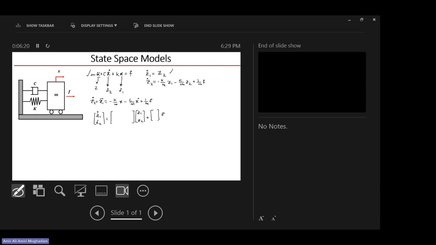Now take a look at this first equation. I'm going to write it down here. In matrix form, it would be 0 times z1 and 1 times z2 and 0 times f. Now the second equation would be minus k divided by m z1 and minus c divided by m z2 and 1 over m multiplied by f.